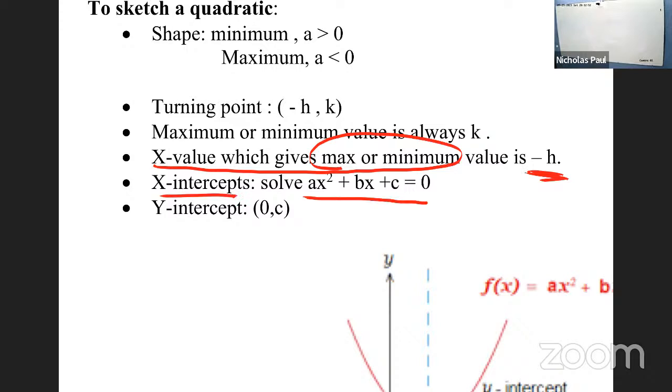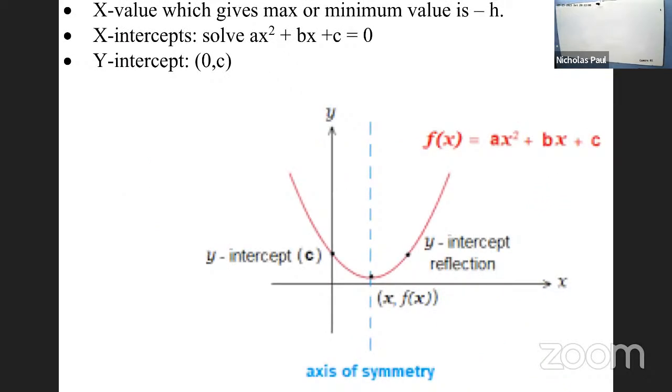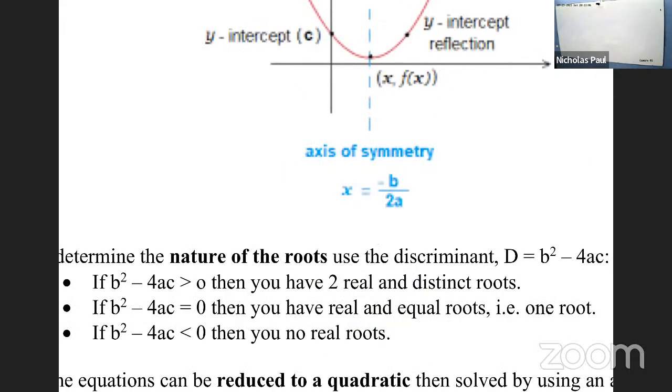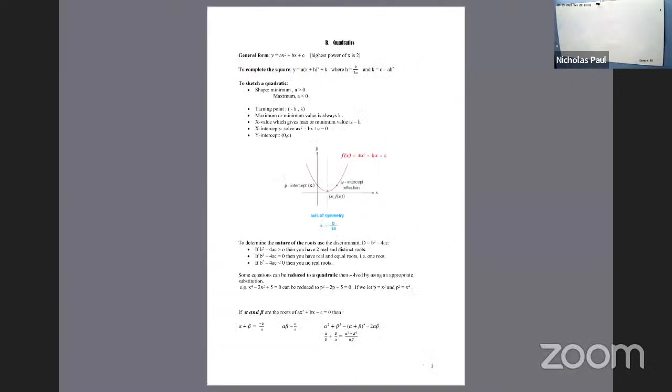X-intercept, we have to solve this. Y-intercept, we have to find this. And then our sketch will look like this here. That's okay? That's what we did last day. Today we're going to move on and take a look at something called the nature of roots. Before we do the nature of roots, we're going to do one more sketch as an example.